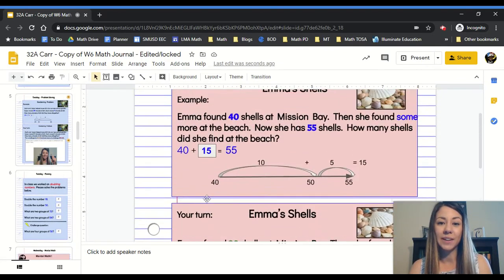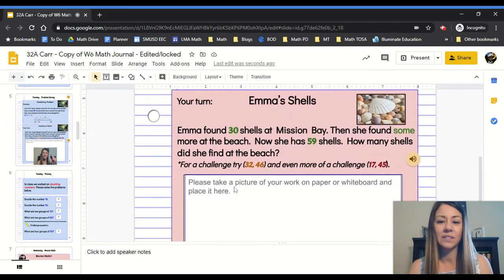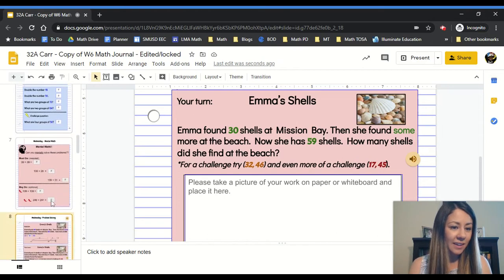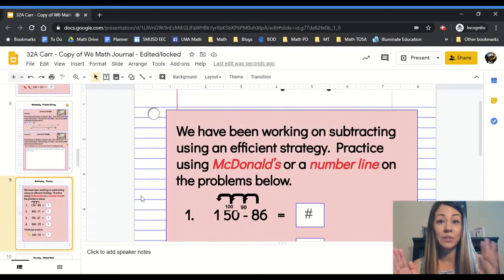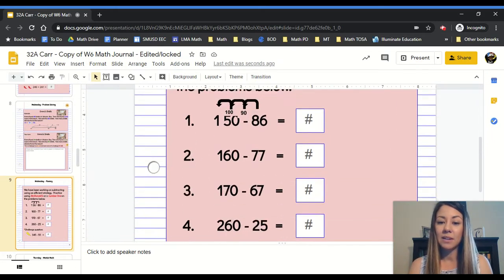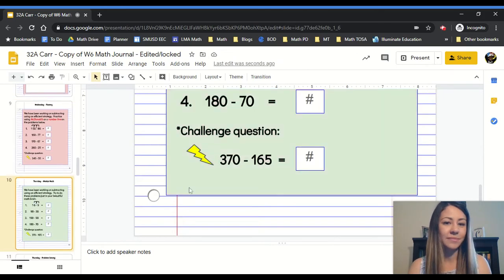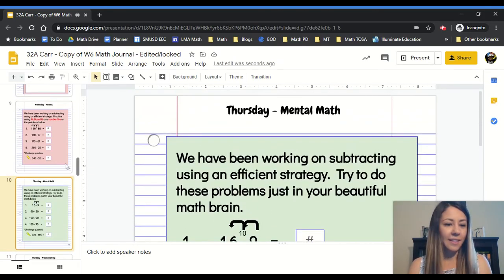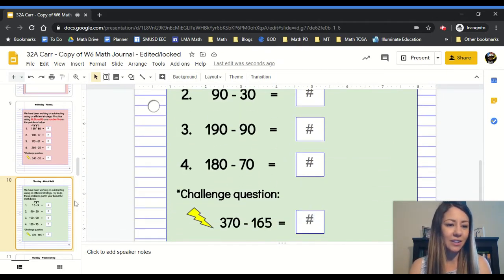And for problem solving, you have a problem about shells. You can see the example and then solve your own example here. Be sure to take a picture of your work and place it in the box. Next, we have fluency for Wednesday, working on the difference between 2 numbers. Type in your answer in the box and try that challenge question. And then for Thursday, you have more mental math. Be sure to type in your answers there and try that challenge question again.